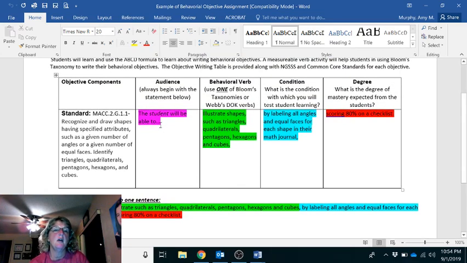So you see here it says the student will be able to, so you will not need to add anything here. The student will be able to illustrate shapes such as triangles, quadrilaterals, pentagons, hexagons, and cubes by labeling all the angles and equal faces for each shape in their math journal, scoring 80% on a checklist. You see that they've taken the standard, they've broken it down into what the students are going to learn, how they're going to be testing it, and the degree of mastery.